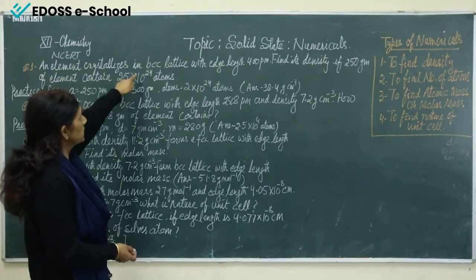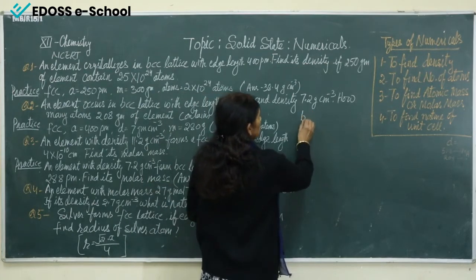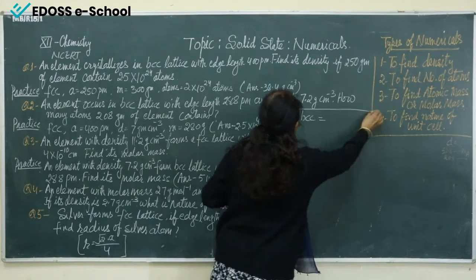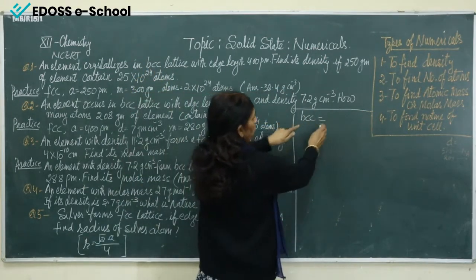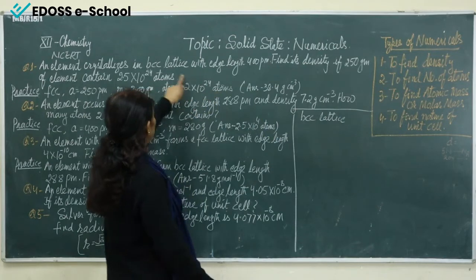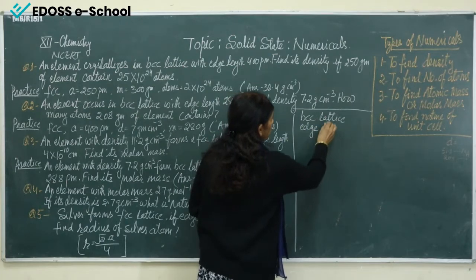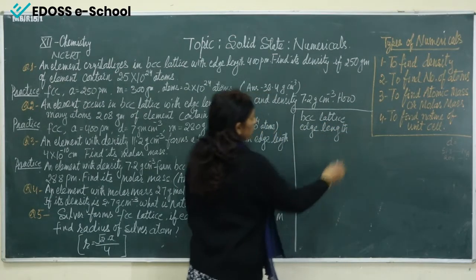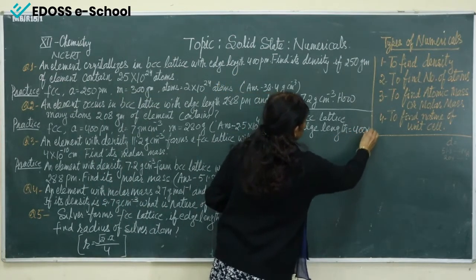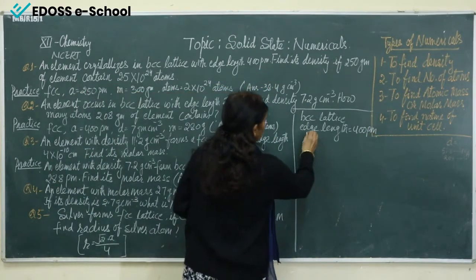An element crystallizes in BCC lattice. So the lattice structure is BCC type. Then, edge length is given, 400 picometer. And we have to find the density.